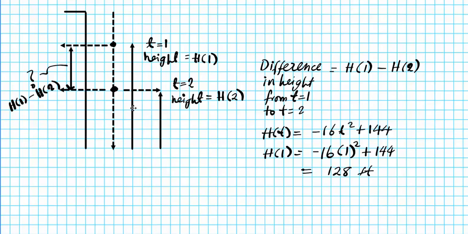Okay, so this entire height right here, this is 128. What are we going to find next? We want to find that height 2 seconds later, h of 2, 2 seconds after it was dropped, or 1 second later.